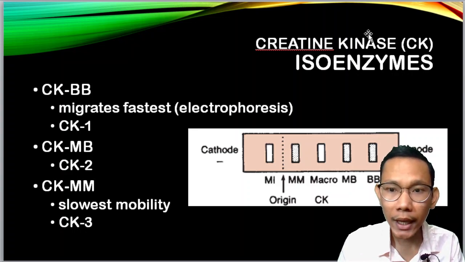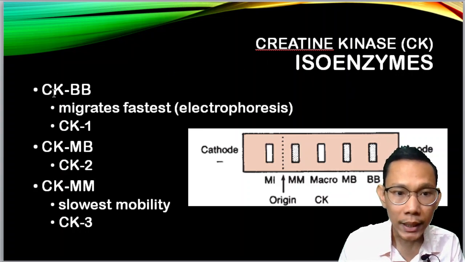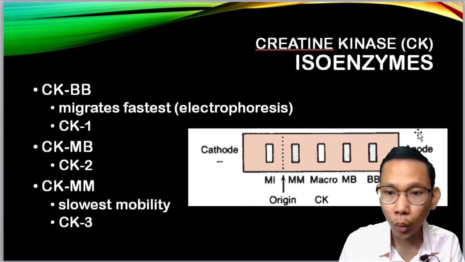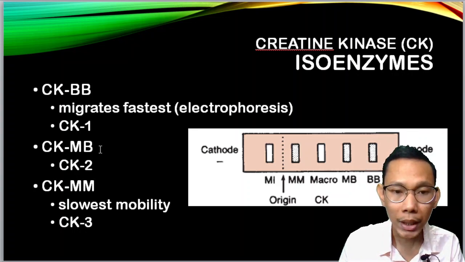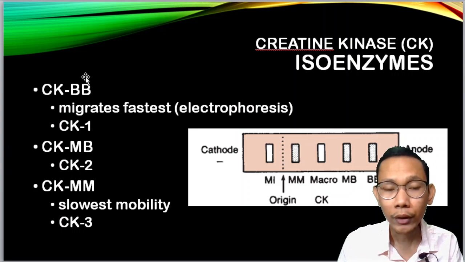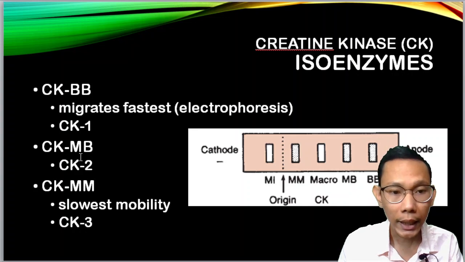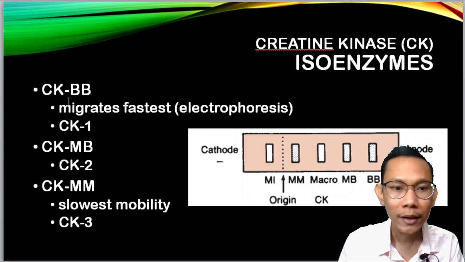When your CK isoenzymes are processed in electrophoresis, your CKBB will migrate fastest towards your anode, while CKMB follows your CKBB, then followed by your CKMM. So among the three, the fastest is your CKBB, followed by MB, and the slowest mobility is your CKMM. Your CKBB is also termed CK1, CKMB is CK2, and CKMM is CK3. Technically, they are just being alphabetized: BB comes first in the letters, followed by MB, followed by MM.